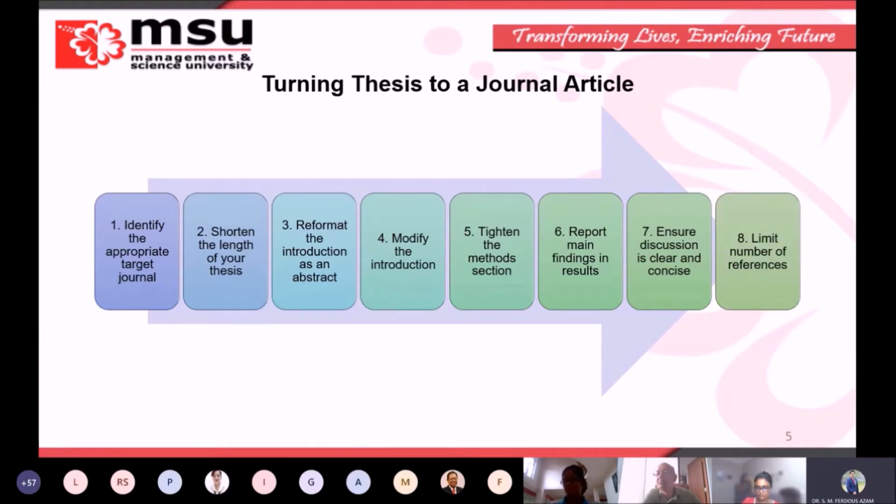And finally, we can limit the number of references. Limiting the number of references is very important because this is a manuscript. Yes, in the thesis, we can present in detail 200, 300 references, but here we don't have that opportunity. So we have to be very focused and efficient in how we limit the number of references.